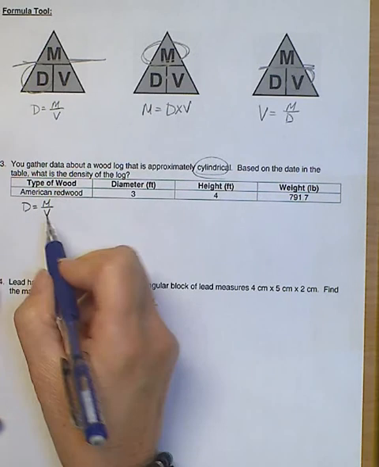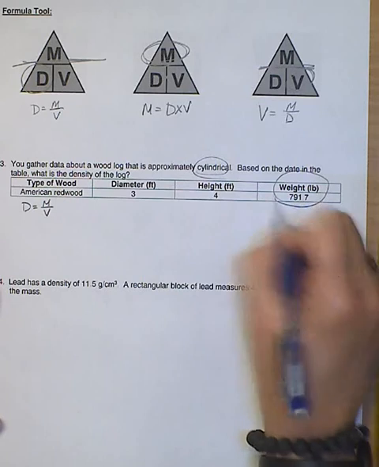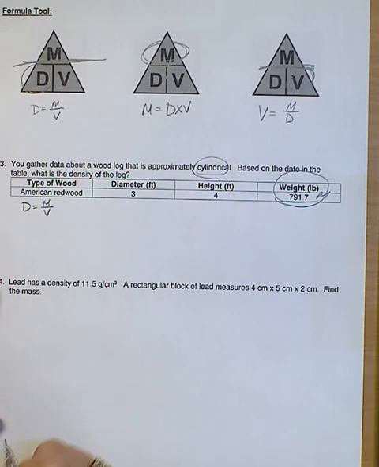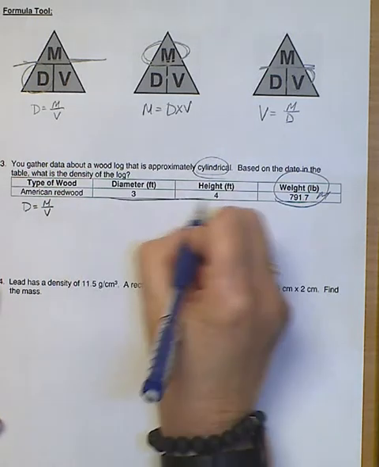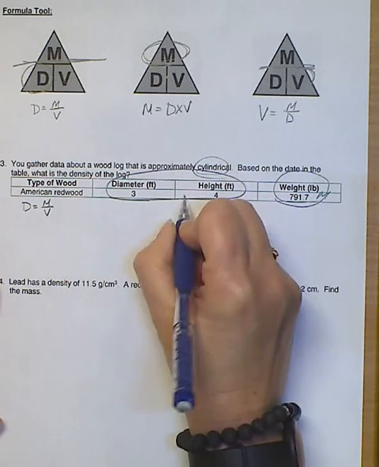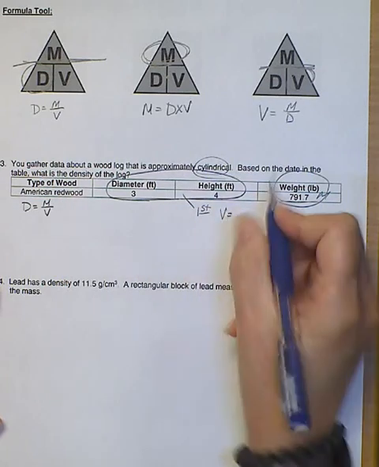So let's go over here. Oh, here's our mass. So mass is 791.7. We need a volume. Okay, we don't have a volume, but we can get a volume. So the first thing we're going to do is calculate the volume. The volume of what? The volume of a cylinder.